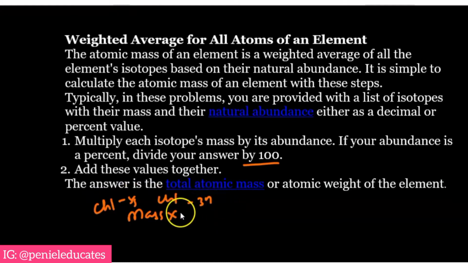Once you add it together, it's going to give you the total atomic mass, or what we call atomic weight of the element, or the relative atomic mass. Now, let us look at different examples.